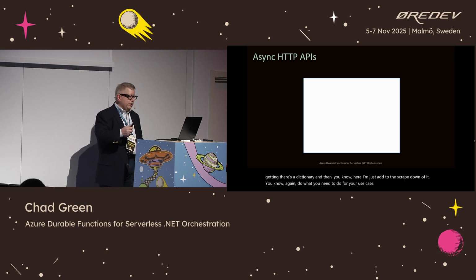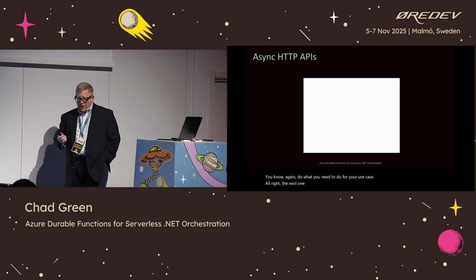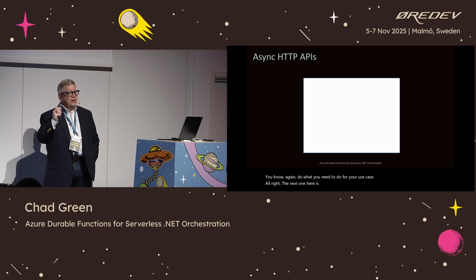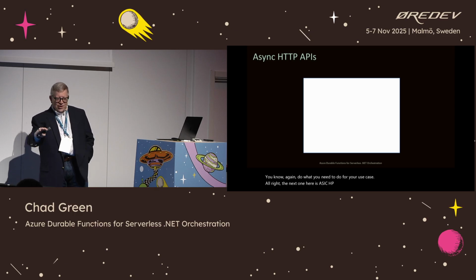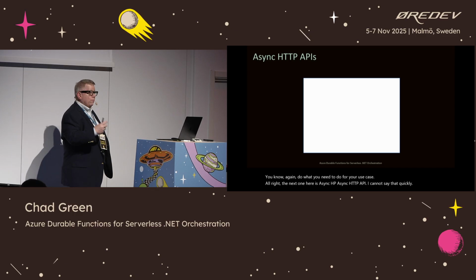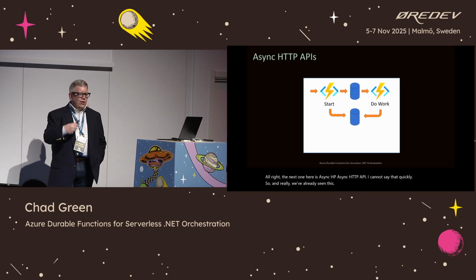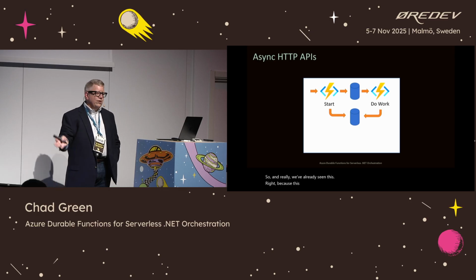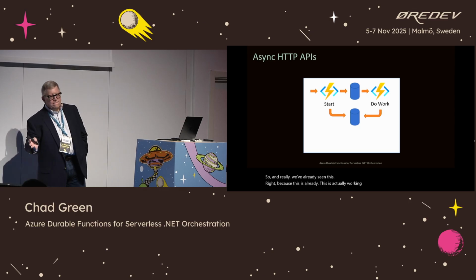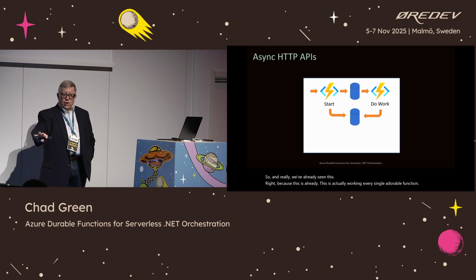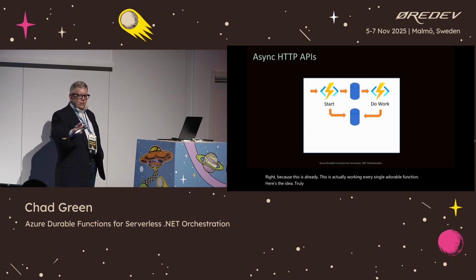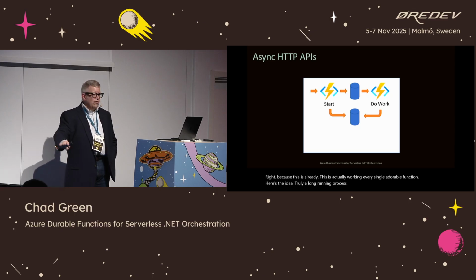All right, the next one here is async HTTP APIs. I cannot say that quickly. And really, we've already seen this, right? Because this is actually working in every single Azure Durable function. Here's the idea, truly a long-running process, right? You're going to do something that just takes a long time.